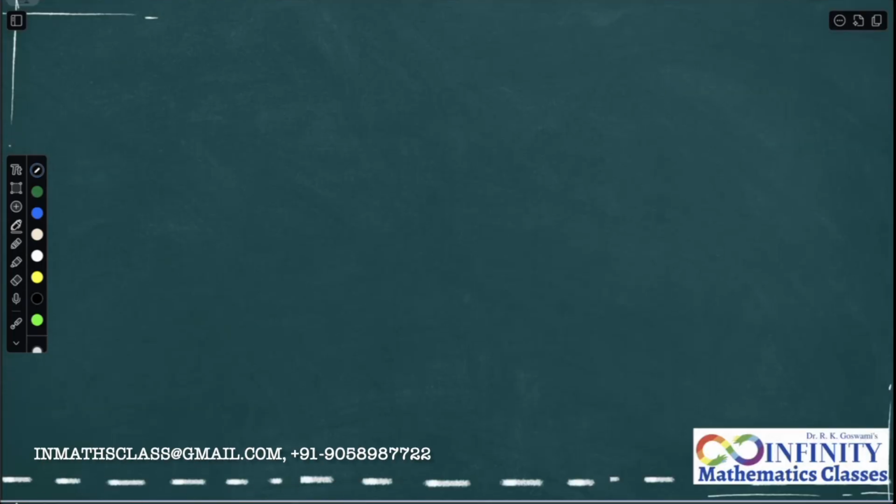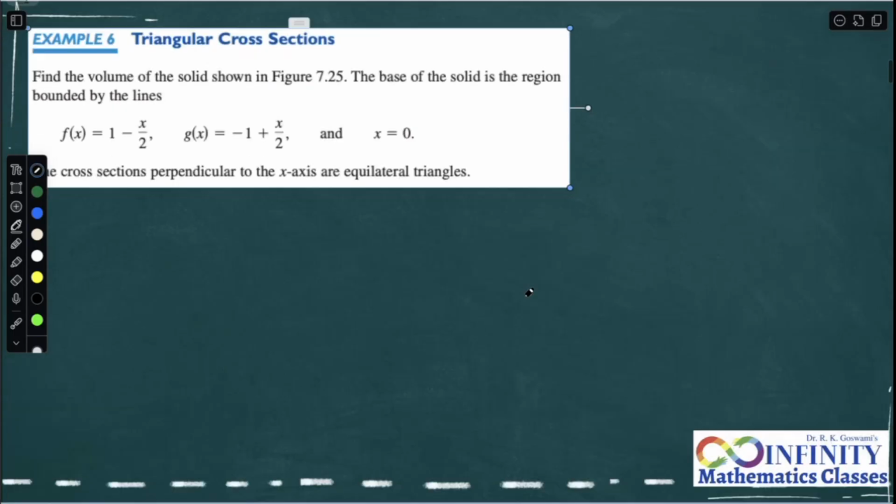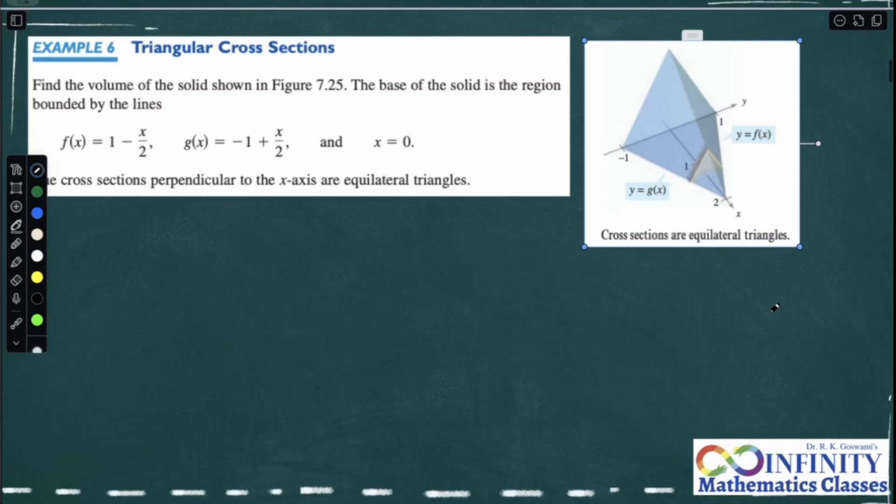There is an example number 6. Let us discuss this example. This example is related to this graph. One more thing they have given you: the cross section is going to be an equilateral triangle. So this is the graph given to you. When you have a cross section, you will have this type of triangle. What type of triangle will it be? It is going to be an equilateral triangle. Let me tell you the sides.